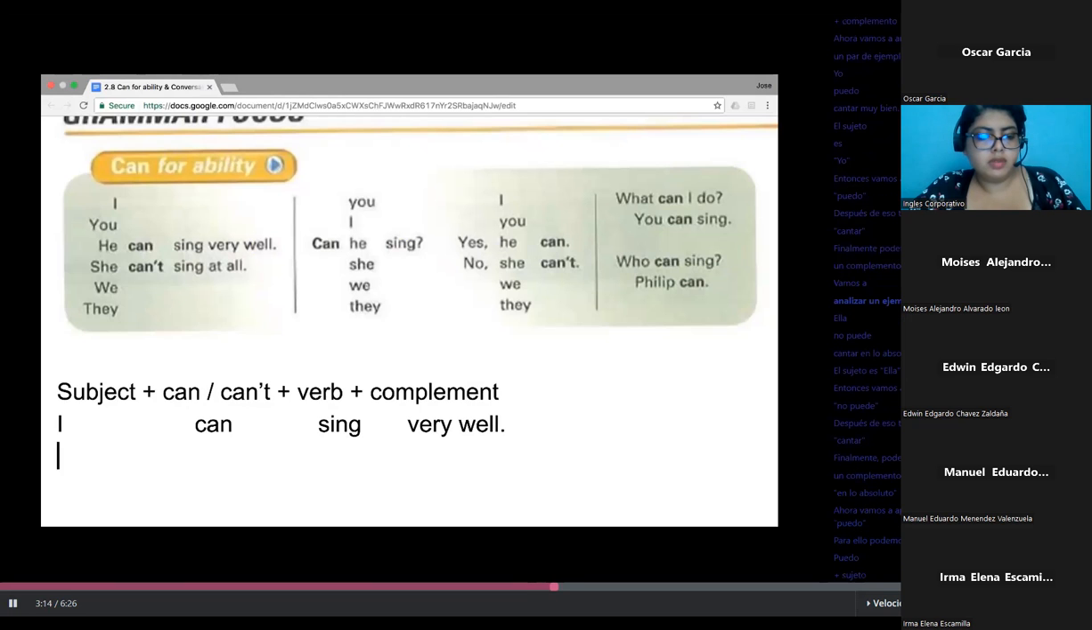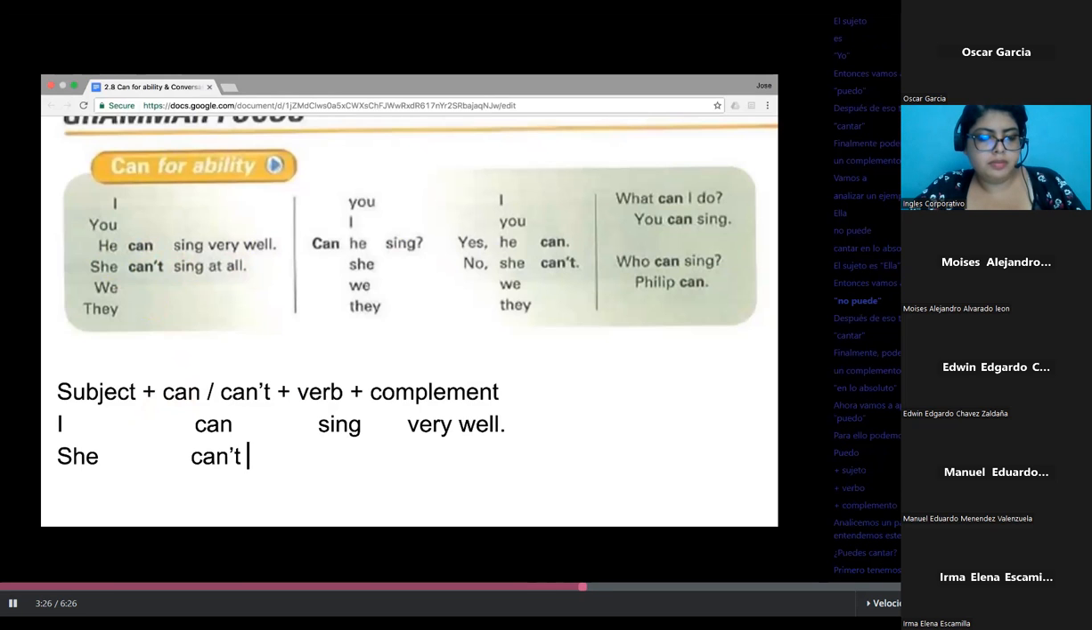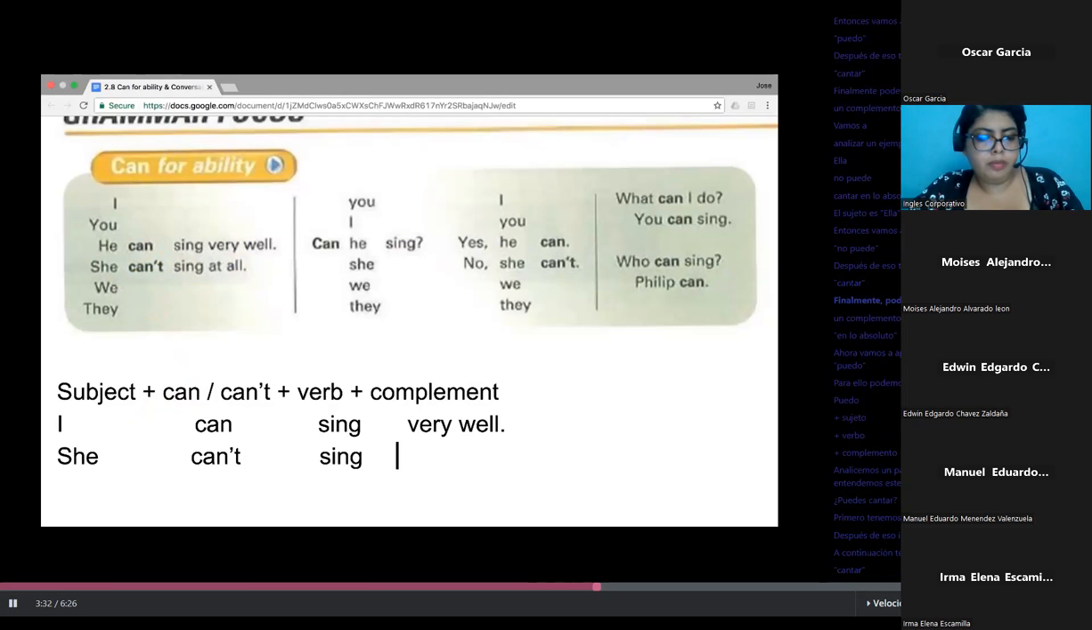Let's analyze one more example. She can't sing at all. The subject is she. Then we're going to add can't. After that, we have the verb sing. Finally, we can include a complement, at all.